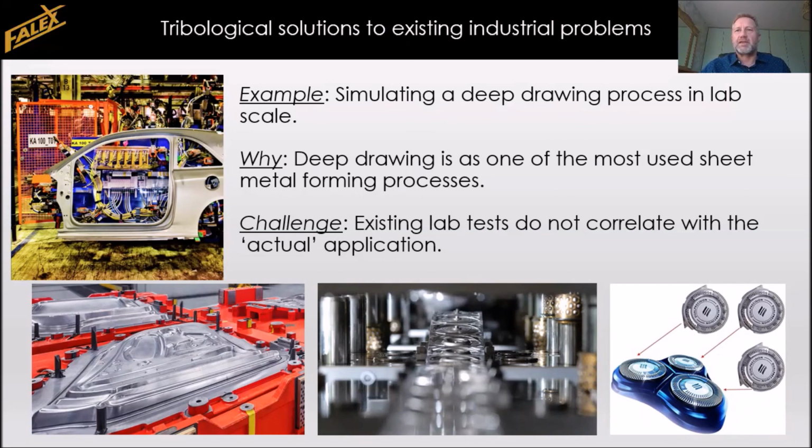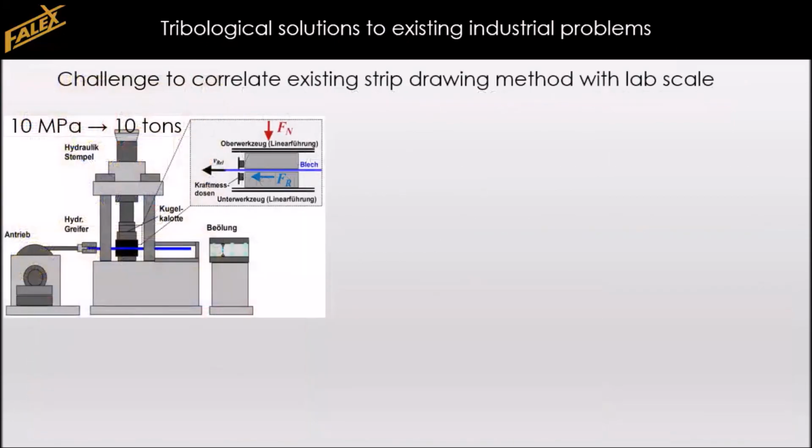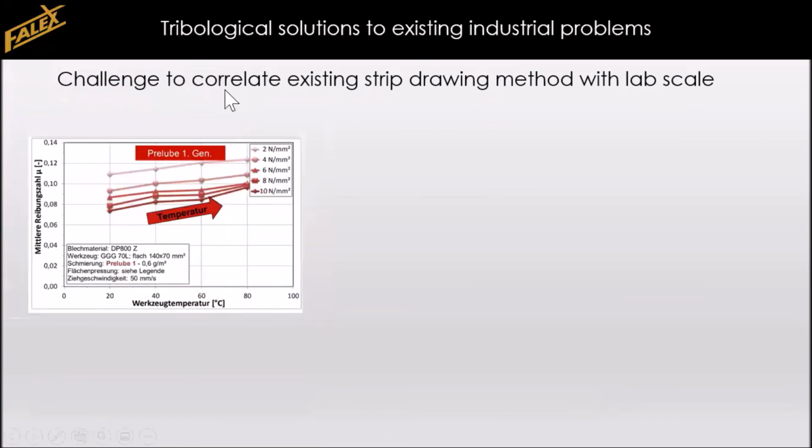So a number of tests exist that are used in the industry and are deemed to be quite reliable. An important one is the strip drawing method, in which large sheets of metal are drawn through a set of tools, and the friction is measured. The downside of this methodology is that it requires quite heavy equipment, large sheets, and that you generally generate very little data throughout a test.